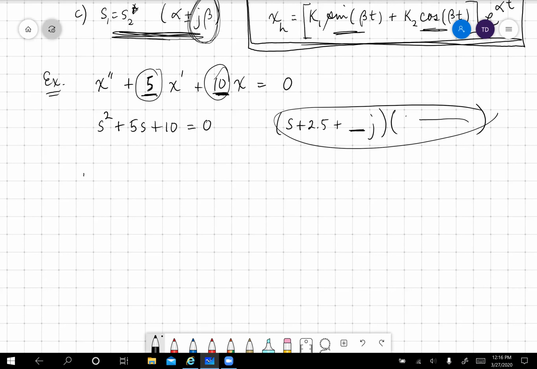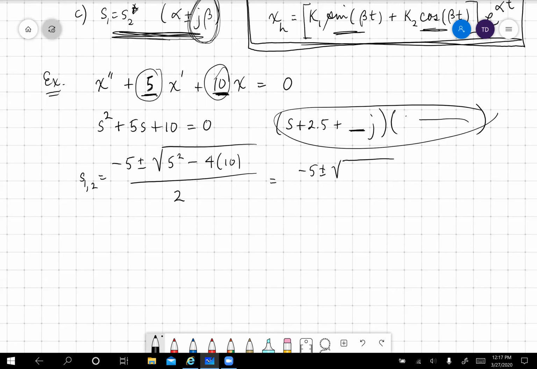So here we go. s1 and s2 are equal to minus b plus or minus the square root of b squared, which is 5 squared, minus 4 times a, which is 1, times c, which is 10, all divided by 2. We'll see that this is equal to minus 5 plus or minus the square root of 25 minus 40, the square root of negative 15, all over 2. So s1,2 equals minus 5 over 2 plus or minus the square root of 15 over 2 times j. This is a negative 15. Shame on me for dropping my negative sign. Square root of negative 15.